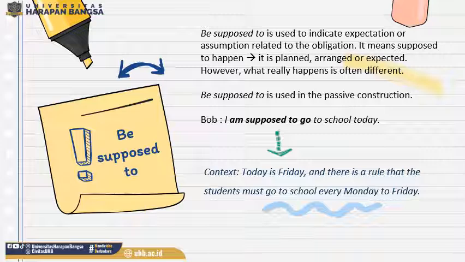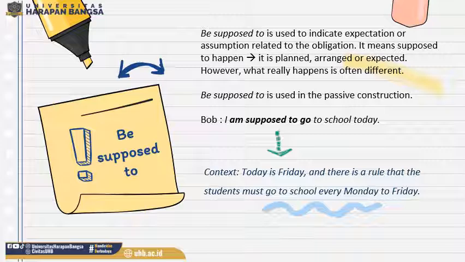Jadi konteksnya di sini misalnya, hari ini adalah hari Jumat. Dan ada aturan bahwa siswa harus pergi ke sekolah setiap hari Senin sampai Jumat. Nah, ternyata Bob bilang gini, I am supposed to go to school today. Jadi realitinya adalah Bob tidak datang ke sekolah hari ini. Ya, jadi apa yang terjadi berbeda dari yang direncanakan atau yang diinginkan.